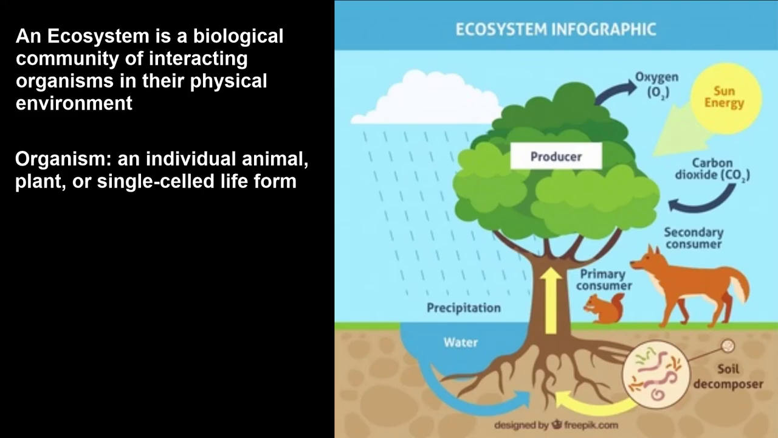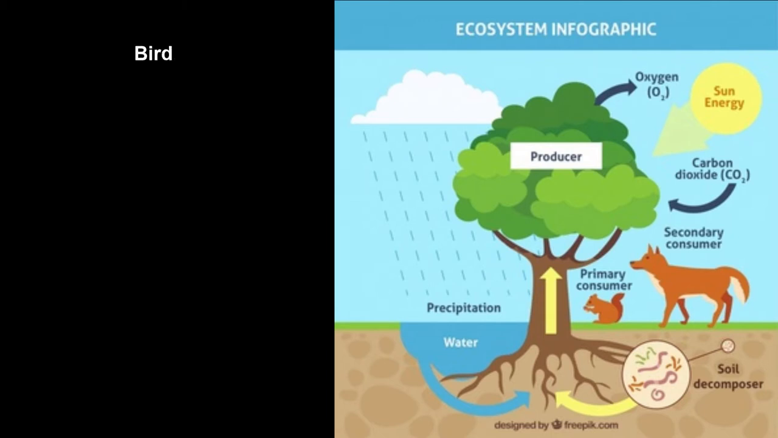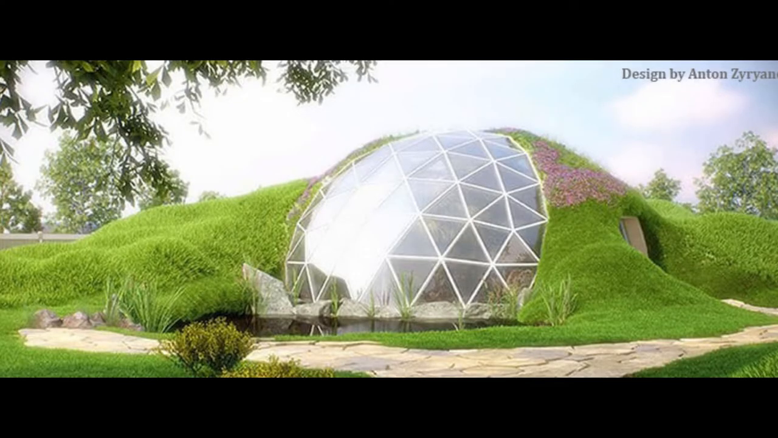An ecosystem is a biological community of interacting organisms in their physical environment. So basically, it's a group of living things that interact with each other in their surroundings. For example, a bird eats a worm that lives in the dirt. The bird, the worm, and the dirt are part of the same ecosystem. An example of a different ecosystem would be hawks and lizards and cacti in the desert.